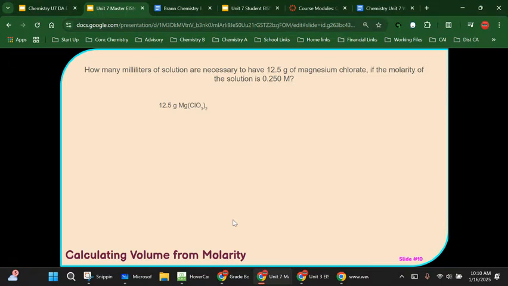All right. How many milliliters of solution are necessary to have 12.5 grams of magnesium chlorate if the molarity of the solution is 0.250 molar? Okay. So what's the first thing we need to do with this problem, ladies and gentlemen? Somebody tell me. Put grams into moles. Okay, but even before that, I agree with you. We're going to need to put grams into moles. But before I can do that, I'm going to need to write what?